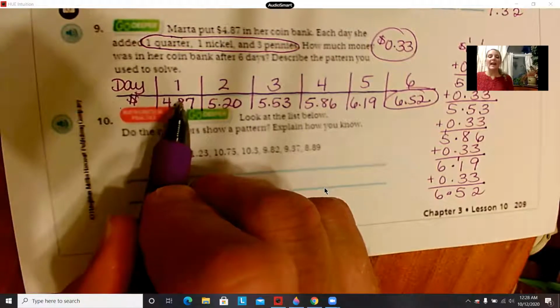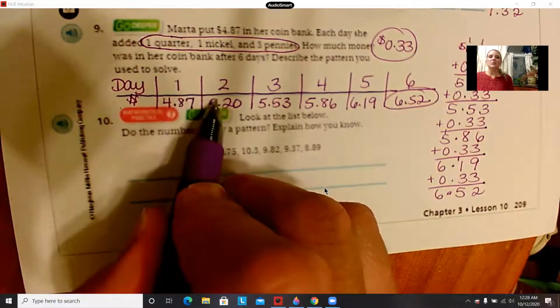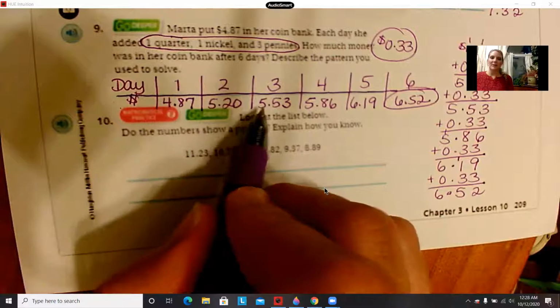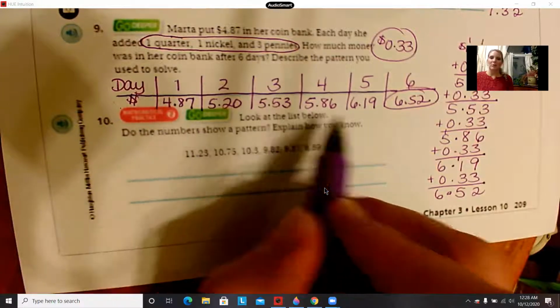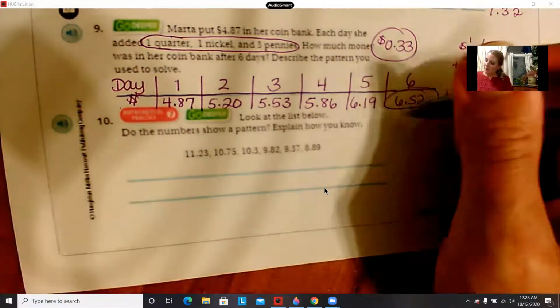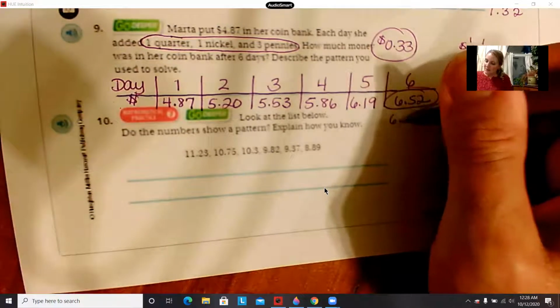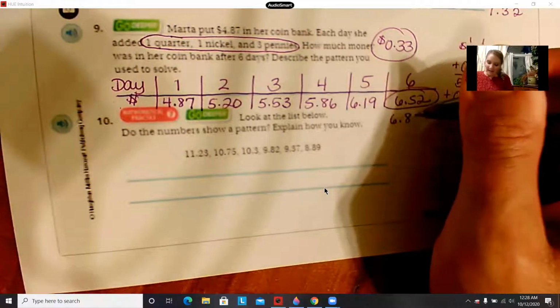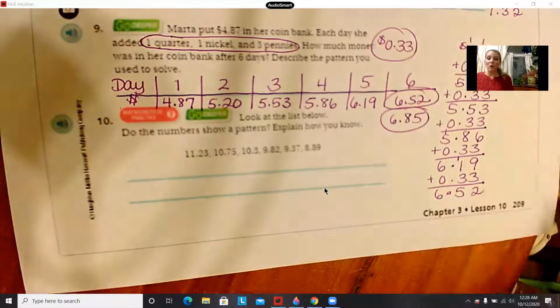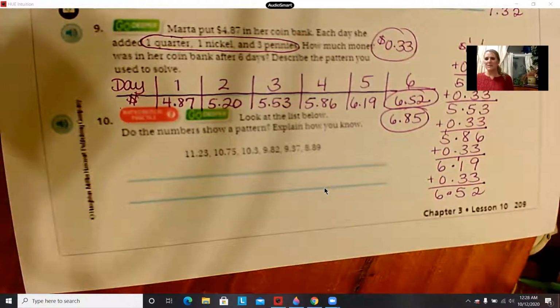Now, if you did this prior for me doing this with you, if you started $4.87 over here and added 33 cents to day 1. So this would be your day 1. Here would be your day 2. Here would be your 3, 4, 5. If you added 33 more cents to this and got $6.85, I would also accept that. Okay, it doesn't specifically tell us what number to start on.